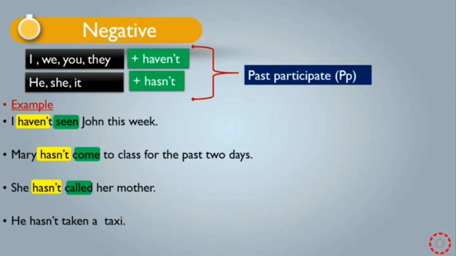Another example, he hasn't taken a taxi. Here has became hasn't because it's negative, and taken is the past participle of take, which becomes take, took, taken.